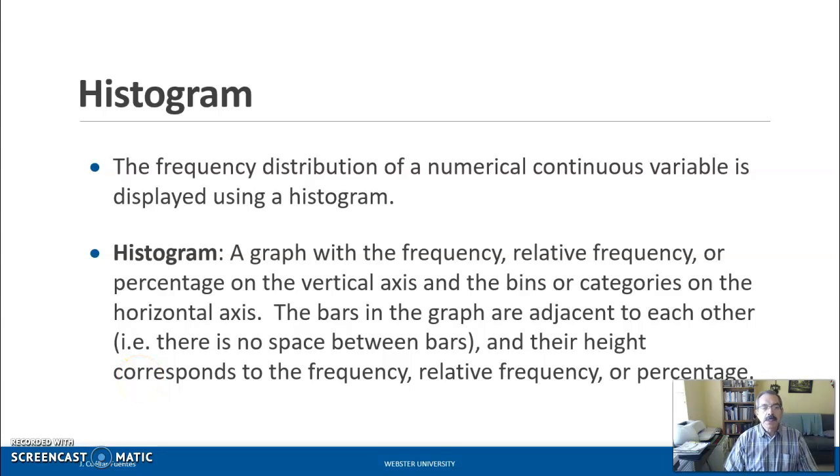This is segment 6 of the Module 2 lectures. In this segment, we're going to talk about the histogram and the polygon plot.